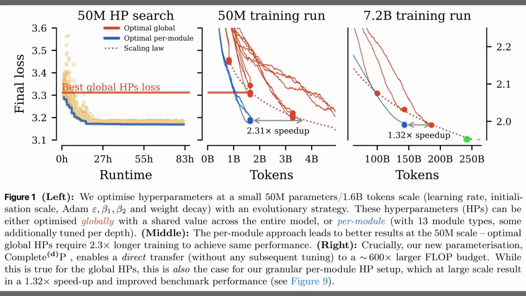Figure 1 illustrates this strategy, comparing standard global optimization against the author's granular per-module approach. On the left, the team performs a hyperparameter search on a small 50 million parameter proxy model. The middle panel shows the result of this small-scale training, where the per-module configuration, in blue, reaches the target loss over 2.3 times faster than the global baseline in red. Finally, the right panel demonstrates the key contribution, transferring these settings to a 7.2 billion parameter model. Even with a 600-fold increase in compute budget, the method maintains a 1.32 times speedup without any retuning.